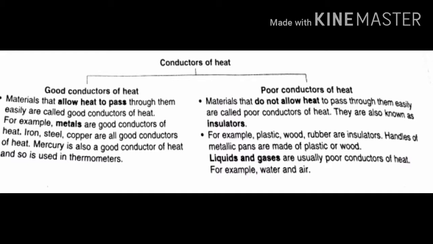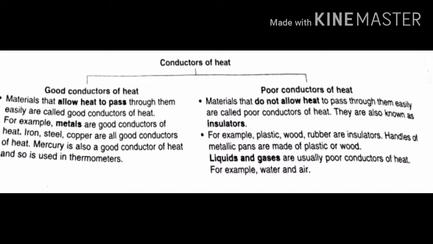For example, metals are good conductors of heat. Iron, steel, copper, aluminium are good conductors of heat. Mercury is also a good conductor of heat, and so is used in a thermometer. In a thermometer, which metal do we use? Yes, mercury. That is the only metal in liquid state at room temperature.